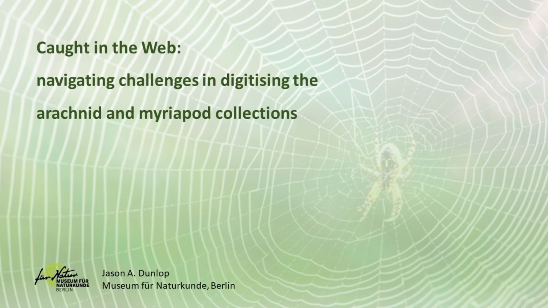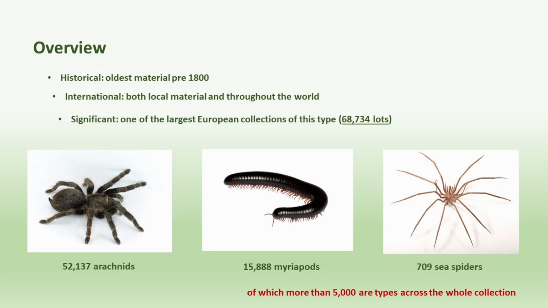Just to give you an overview of our collection, we're at the Natural History Museum in Berlin. Typical for a large European collection, we're a very old collection. Material goes back to the beginnings of the 1800s and the 19th century. It's a very international collection, with local German material, of course, but also material from throughout the world. And it is really quite a large collection. Across all of the groups, we have nearly 70,000 lots.